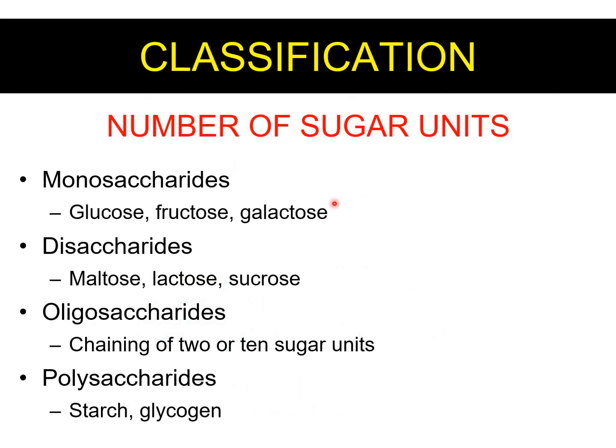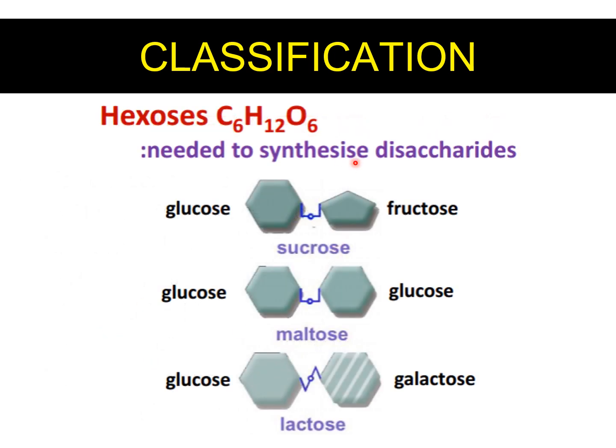I think I have addressed this already. The classification of carbohydrates based on the number of sugar units: we have the monosaccharides, the disaccharides, the oligosaccharides, and the polysaccharides. Now, for the disaccharides, which has 2 monosaccharides joined together, we have the sucrose, which consists of the glucose and the fructose. We have the maltose, which consists of the glucose and the glucose, and the lactose, which consists of the glucose and the galactose.